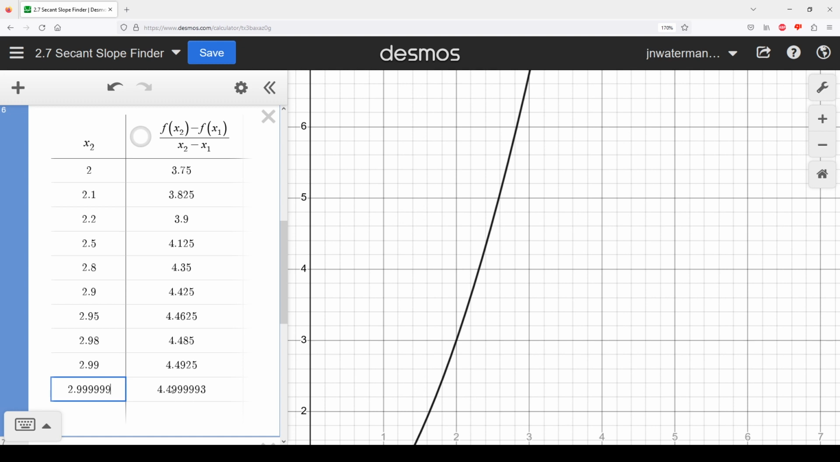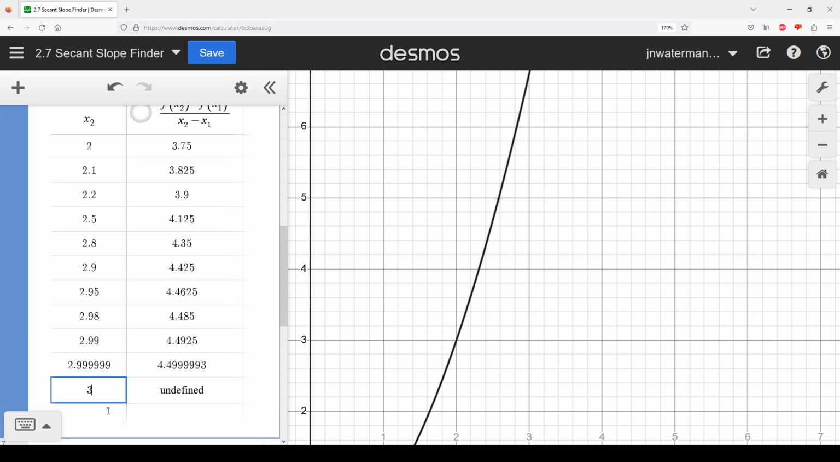Alright, this is starting to look a little bit more obvious. We can't actually put 3 into this because we will get an undefined answer, but it looks like if we could actually get a slope here, it's probably 4.5. That means that we can put this in as our answer for the problem using it as a limit statement, or basically the limit as x approaches this value for the slope, we are going to get 4.5 as an answer. That's our slope of the tangent line.